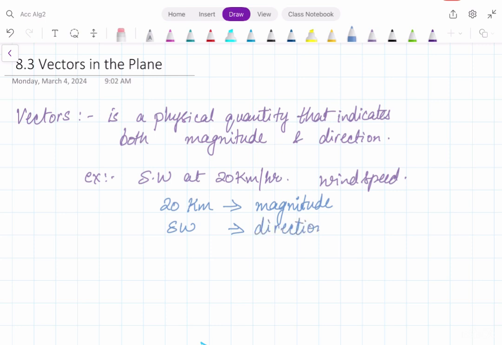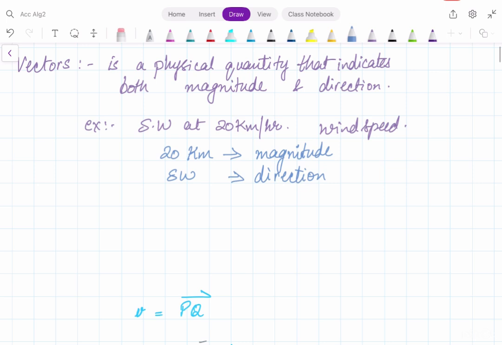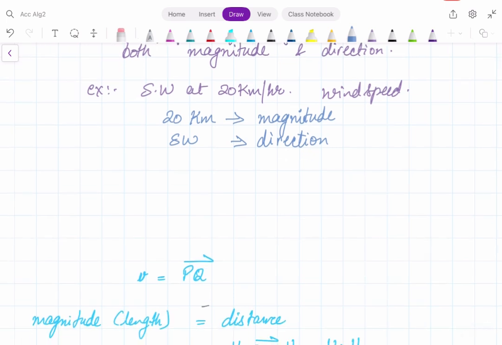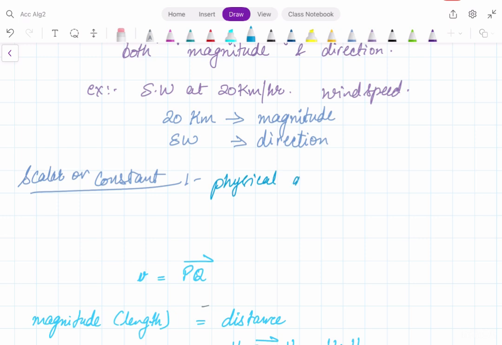On the other hand, we have something called a scalar or constant. There is always a confusion between vectors and scalars or constants. A scalar or constant implies only the physical quantity, that means only the magnitude. Direction is not involved. So that is the biggest comparison between vectors and scalars.